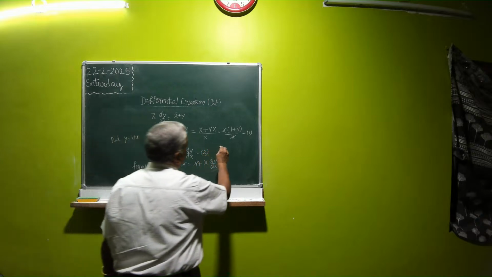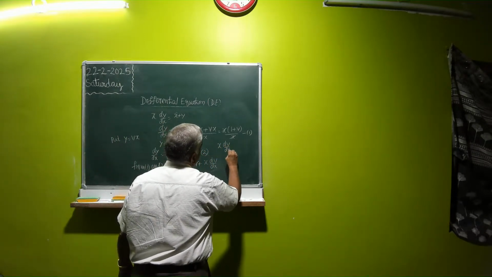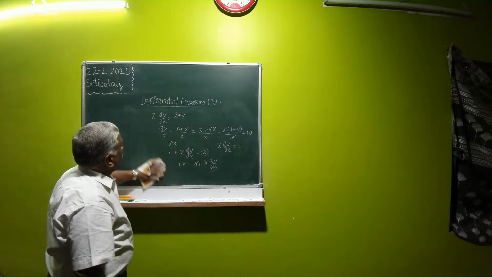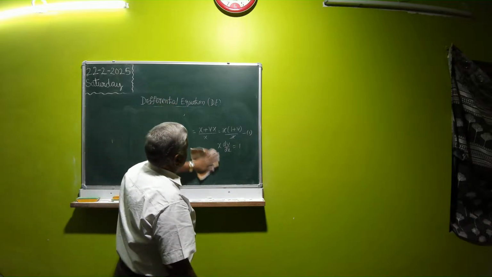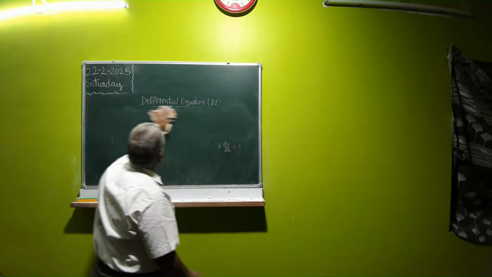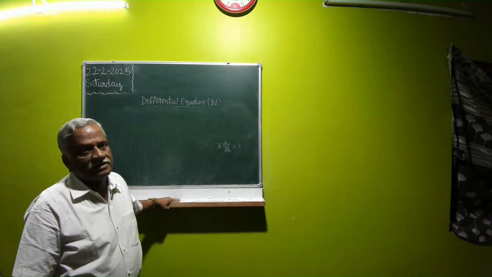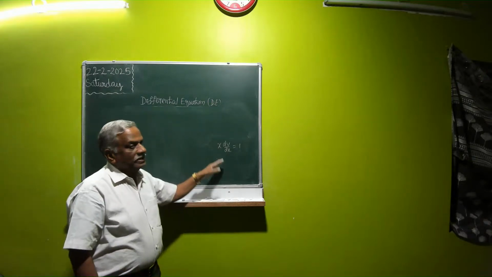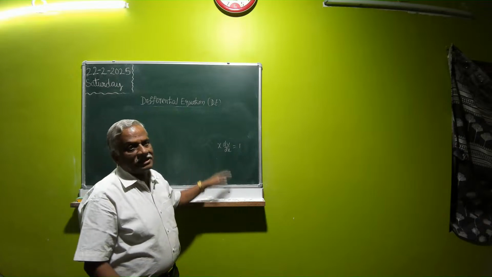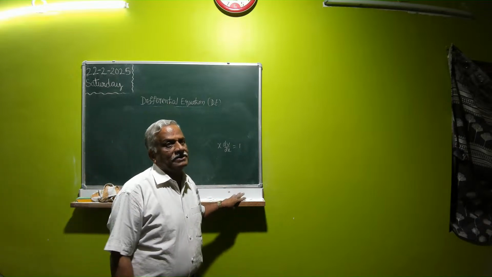So what do you have now? x dv by dx. How to solve this differential equation? Now, what we have done is that a homogeneous equation in x and y has become a variable separable in v and x. So there we used to have dy part and dx part.